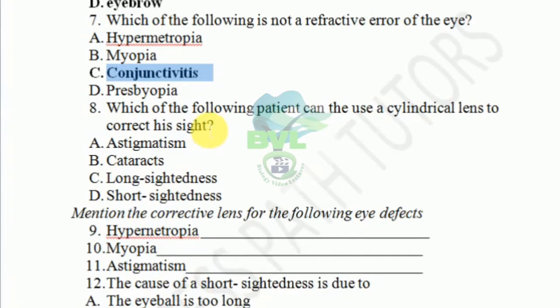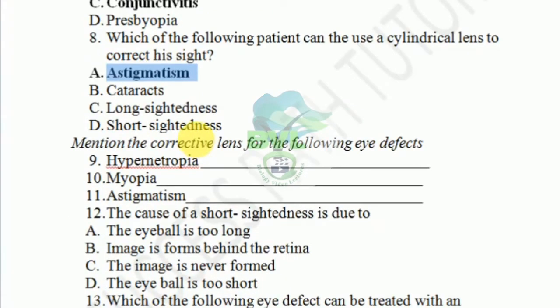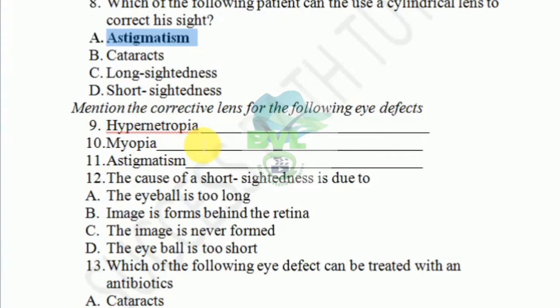Which of the following patients can the use of a spherical lens be used to correct his sight? Sorry, that's a funny statement, but it's meant to be, which of the following patients can use a spherical lens to correct his sight, and that would be astigmatism, a condition whereby the person's cornea becomes uneven. All right. Now at this point, we just mentioned the corrective lens for the following eye defects.